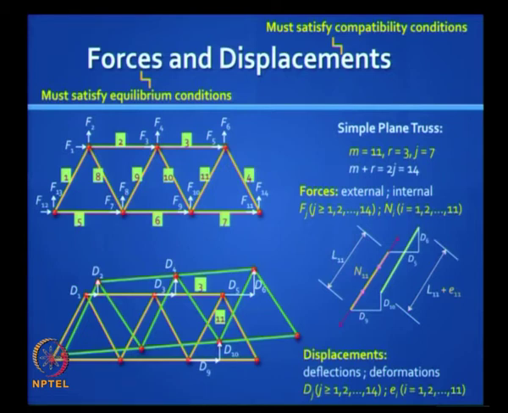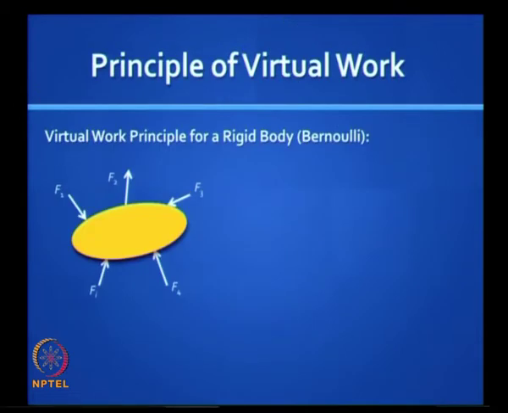And from the internal side you have bar forces, Ni, and corresponding bar elongations, Ei. The bar elongations are related to the joint displacements through relationships called compatibility, and the internal forces in the various bars are related to the external joint forces through equilibrium. So the force field must satisfy equilibrium, which means it must be statically admissible, and the displacement field must satisfy compatibility, it must be kinematically admissible.